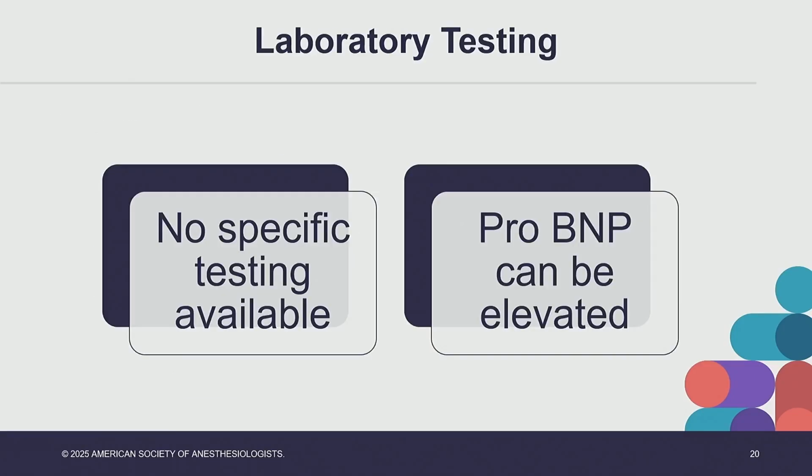In terms of lab testing, unfortunately, there is no specific test which can diagnose pulmonary hypertension. ProBNP can be elevated, but by no means is it a specific test. It can be abnormal with so many different pathologies.